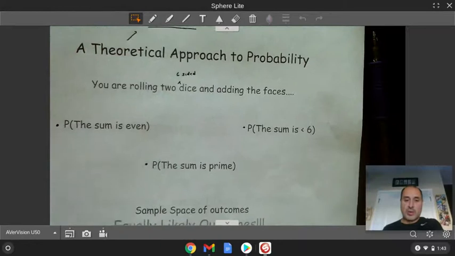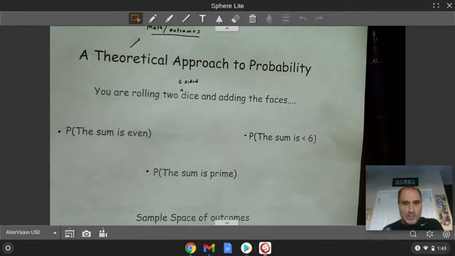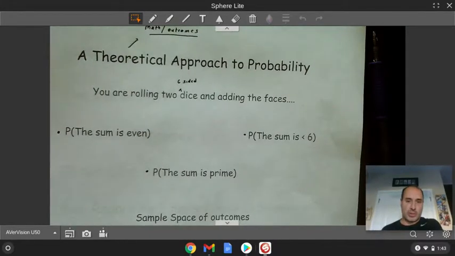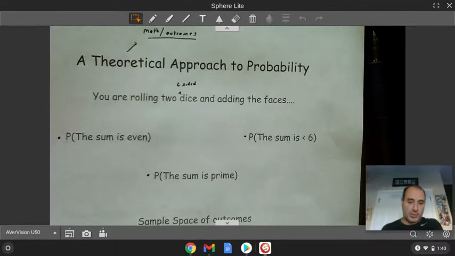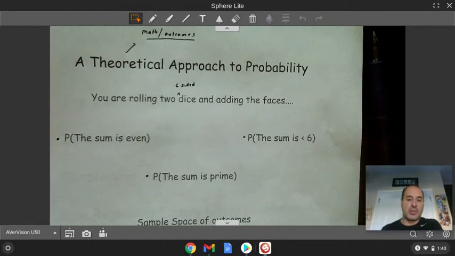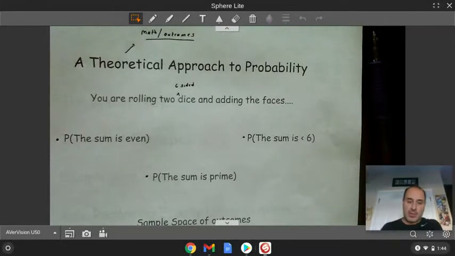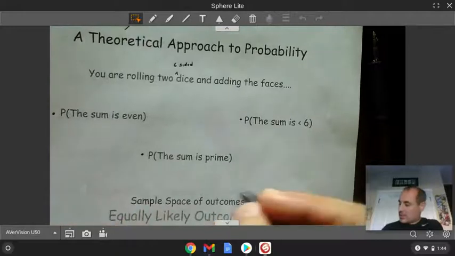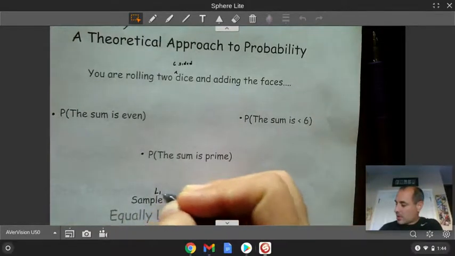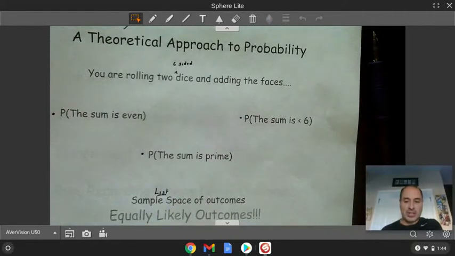Okay, so there's a lot of different ways to answer this question, but if you don't know much, one of the very first things you're going to do is think about your list of every possible outcome. Okay, and that list of all outcomes is called your sample space. So your sample space is just a list of all of your possible outcomes.